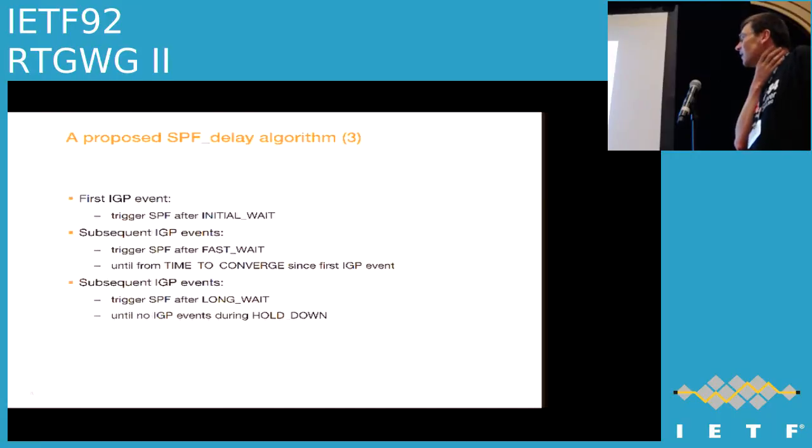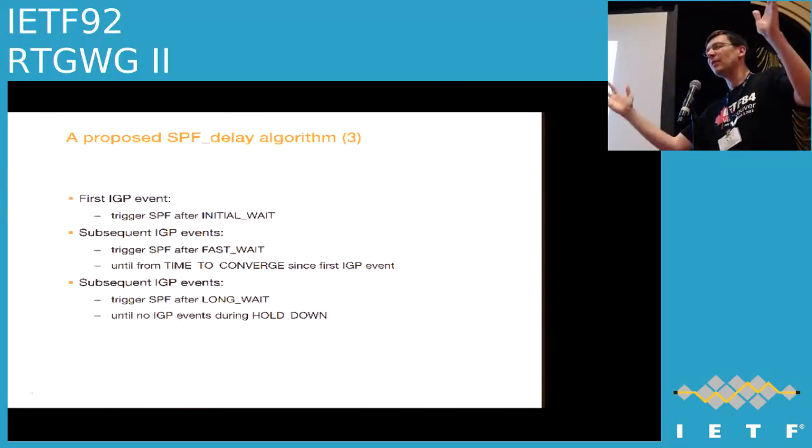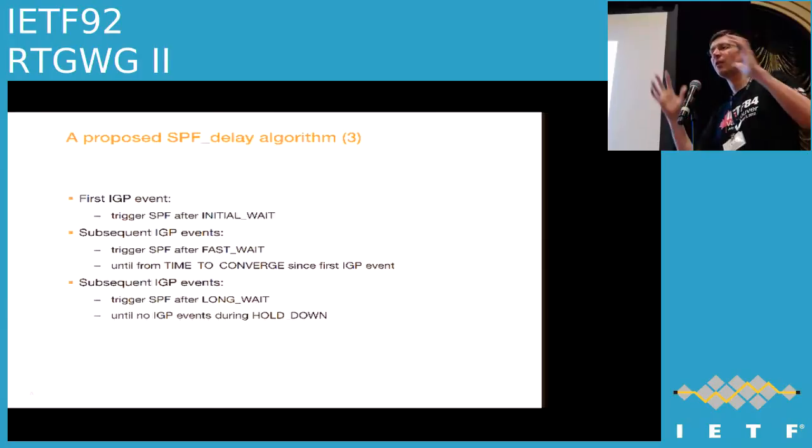So the algorithm is quite simple. For the first IGP event, you wait for initial wait, which is very small. For all the subsequent IGP events, you wait for fast wait, and you do so until you overshoot your convergence delay. I mean, you believe for a single event, your network should be able to converge in, let's say, 1 or 2 seconds.